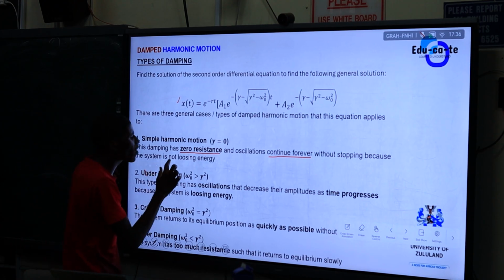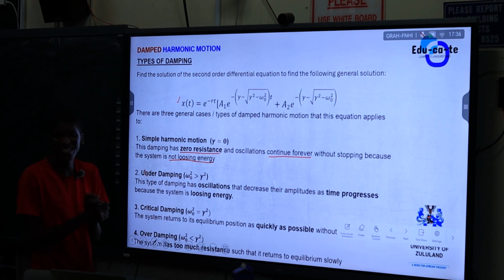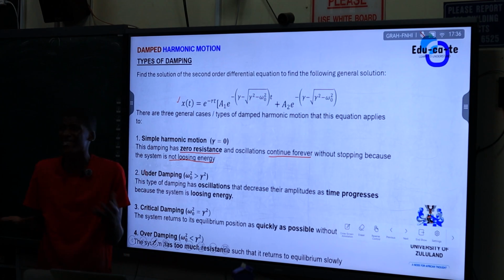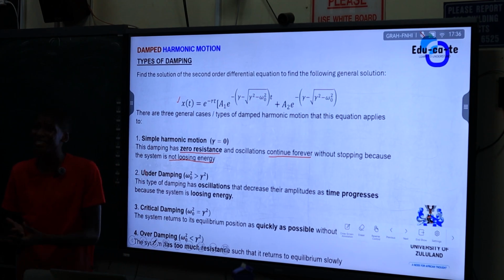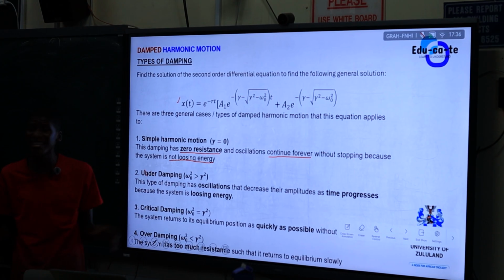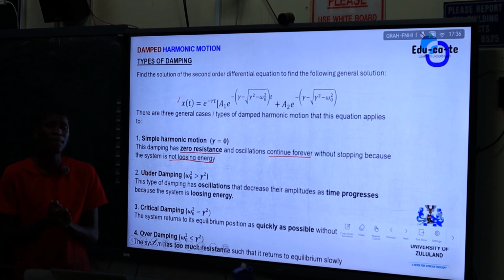It's because your system is not losing energy. Your system continues to have the same amount of energy. Energy is conserved in simple harmonic motion. There is no energy lost. There is no friction to take away the energy. There is no negative work done. You can write it with all the terms that you want.